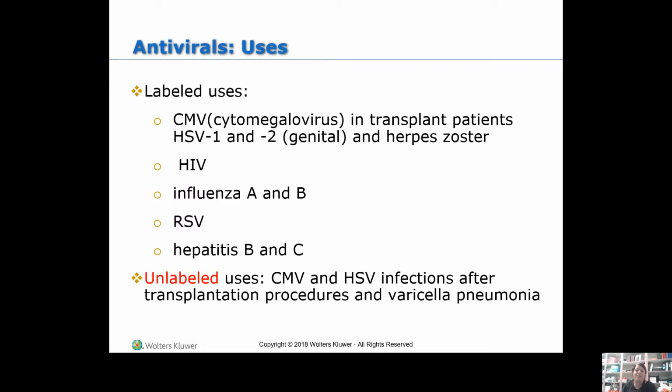So they are used to treat things like cytomegalovirus, genital herpes, herpes zoster, HIV, which, y'all know, can lead to AIDS, influenza A and B, that's the flu, RSV, that's a respiratory virus that's very dangerous, especially to young children, hepatitis B and C. And then there are also going to be some unlabeled uses for antivirals. But those biggies that I just named are what we're going to use antivirals to treat.